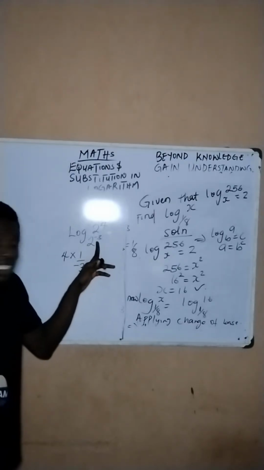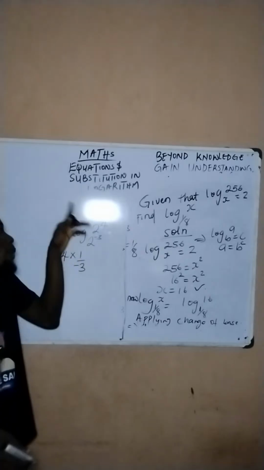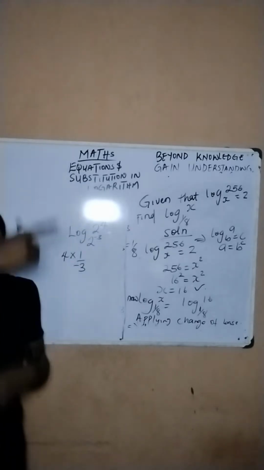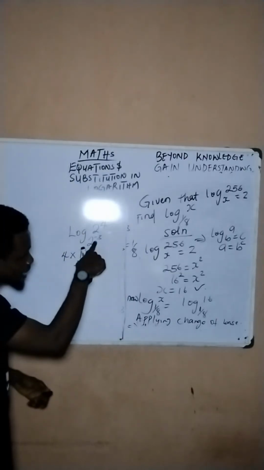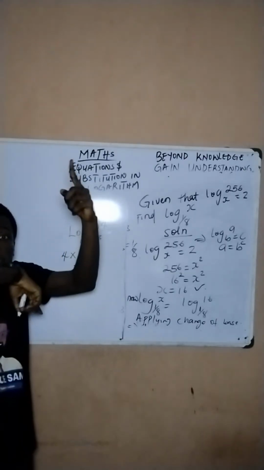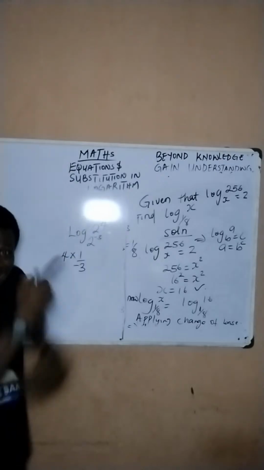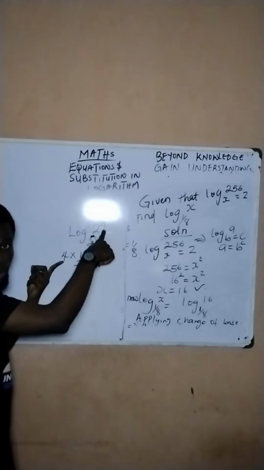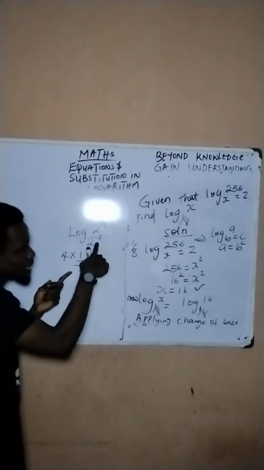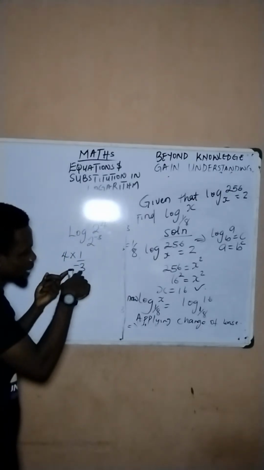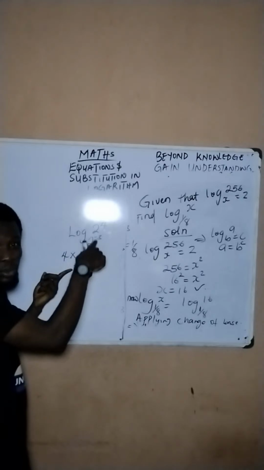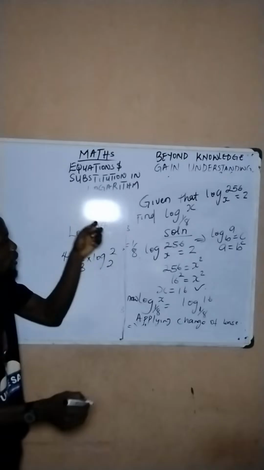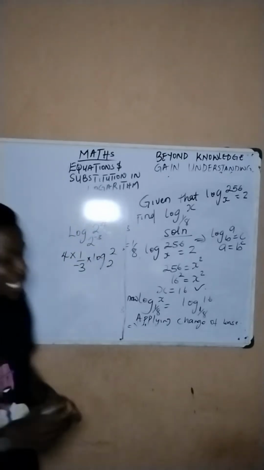Because if the base has power, then it's going to become the coefficient of the log, but it's going to be the reciprocal, 1 over. So if the power here is negative 3, it's going to be 1 over negative 3. That is what you have here. This 4 is for this word log, which is normal. Then this 1 over negative 3 is the reciprocal of the base, multiplied by log 2 base 2. So you strip both the log and the base of their power, and that's how you do it.